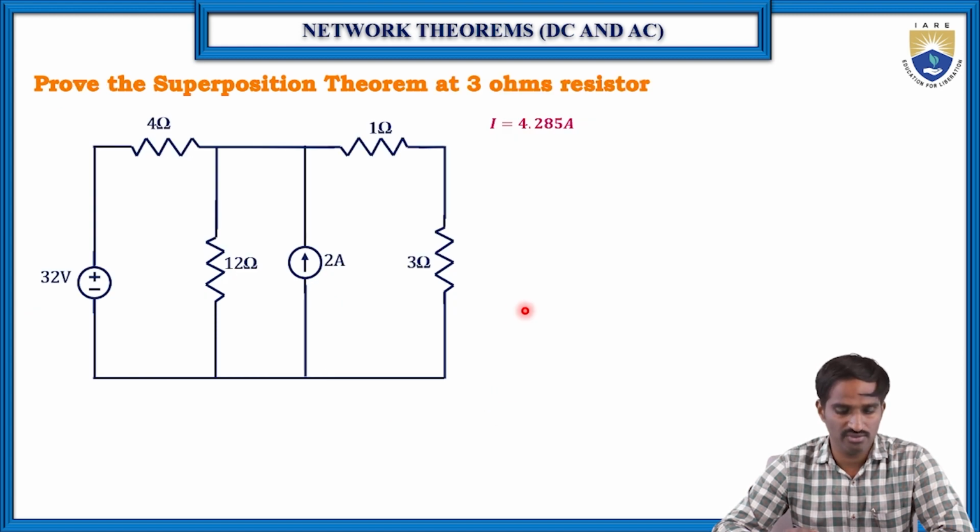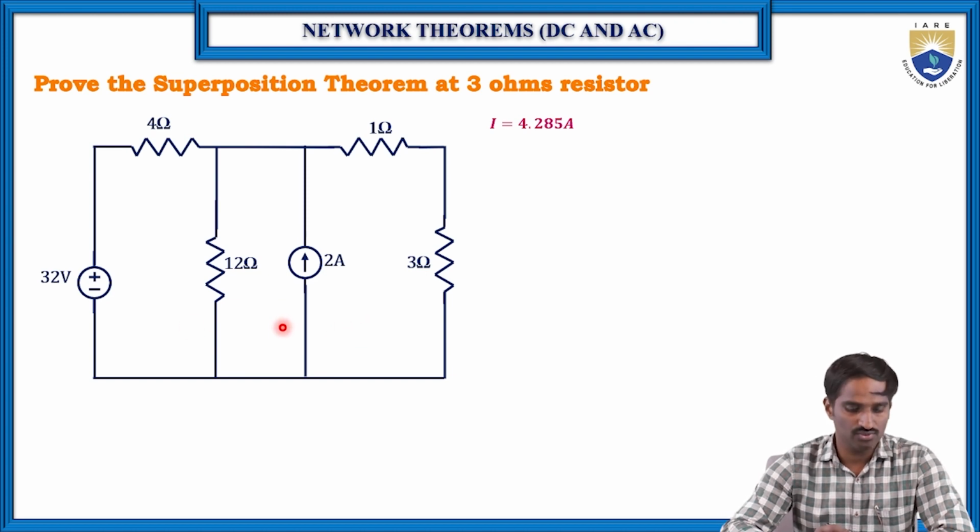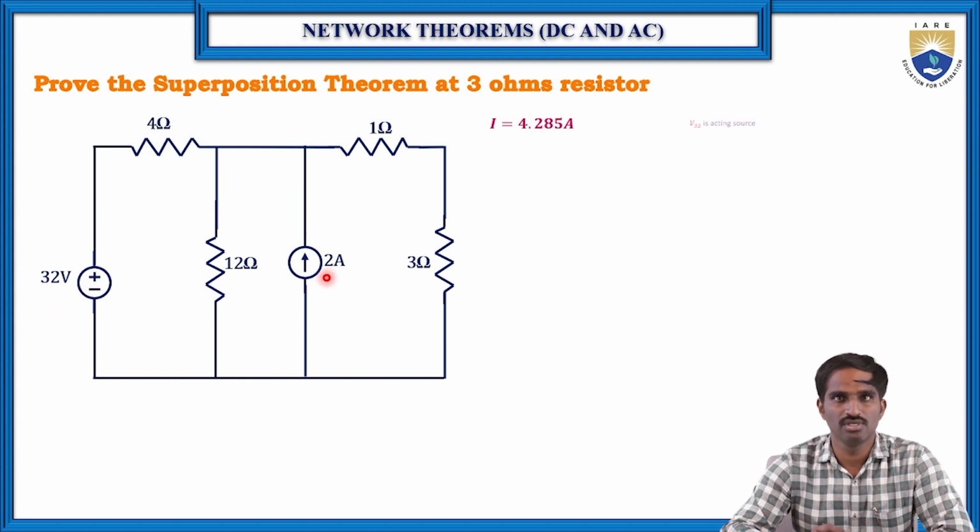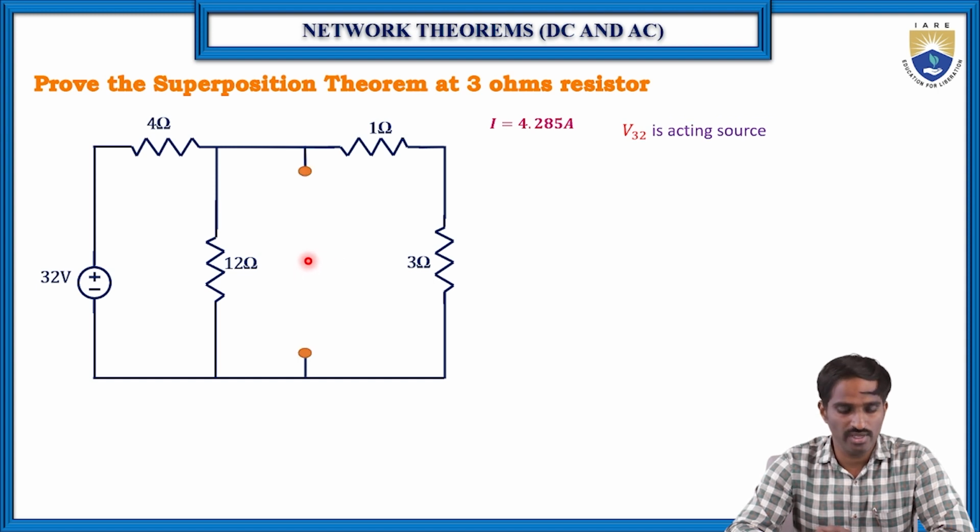This is about the superposition theorem. Now, for example, consider one practical example. This circuit also has two sources, one is a voltage source and the other is a current source. First, let us consider V32 as the acting source, and the 2 ampere source is replaced with an open circuit. Now we need to find the current flowing through the 3 ohm resistor according to the given problem. So we consider the current flowing through the 3 ohm resistor as I1.